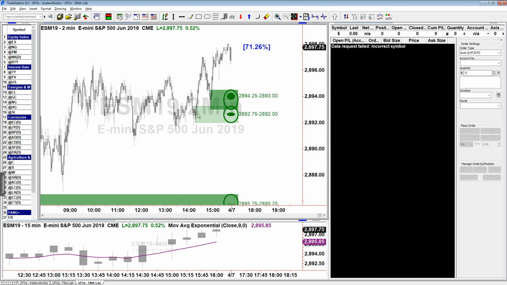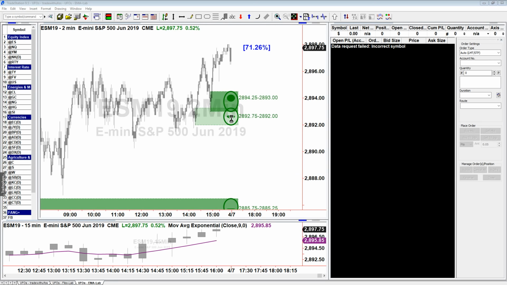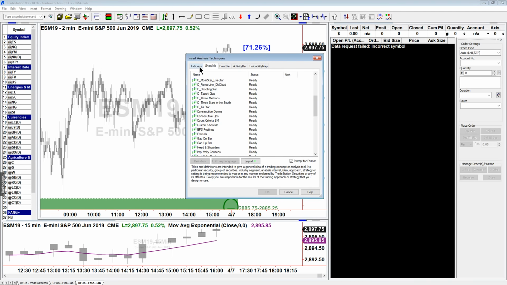Yes, Mario, to insert the average is very simple. You will just come in here and right click. You will right click and go for insert analysis technique, right? And the moment you reach insert analysis technique, you would find the tab on the left, indicator, then you go for the M, and here is going to be your moving average exponential. Okay, that's it. So then you click OK.